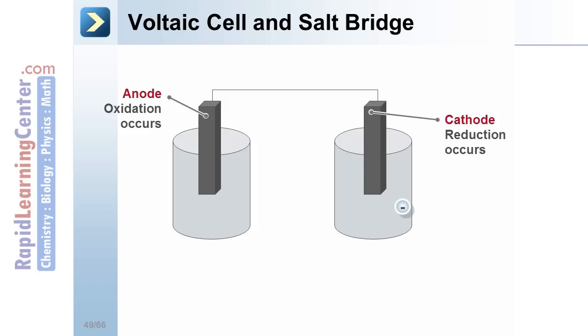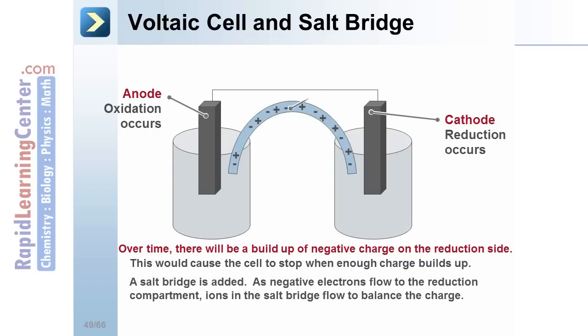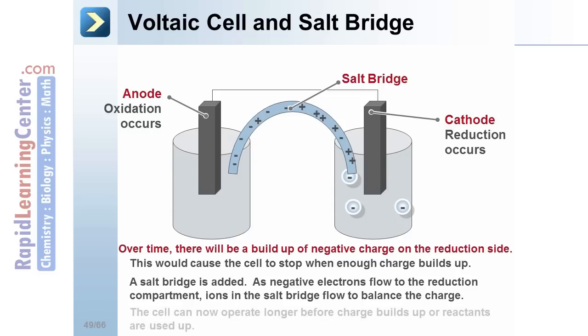If electrons flow, a negative charge may build up on one side. When a large enough charge is built up, electrons cannot continue to flow. They're repelled from the negatively charged compartment. A salt bridge is added that allows ions to flow to balance the charge. The cell can now operate for a longer time before charge builds up or reactants are used.